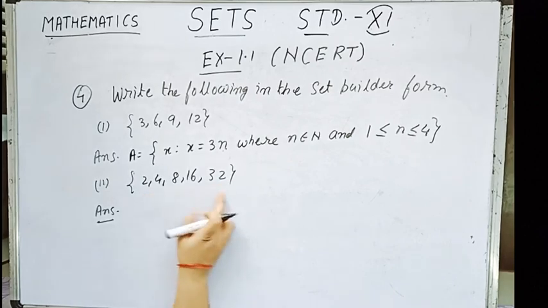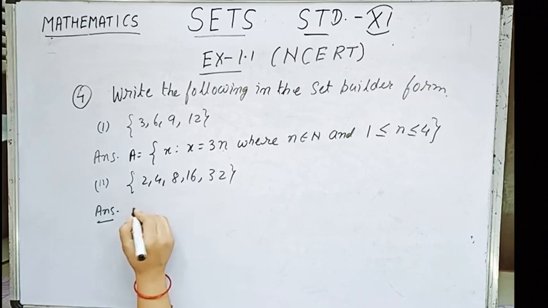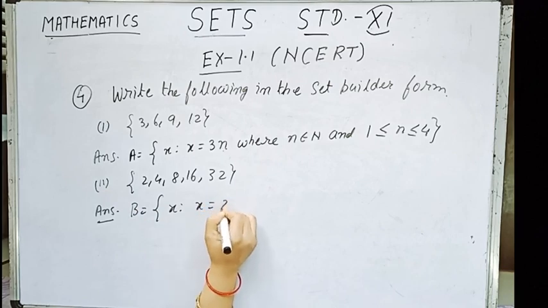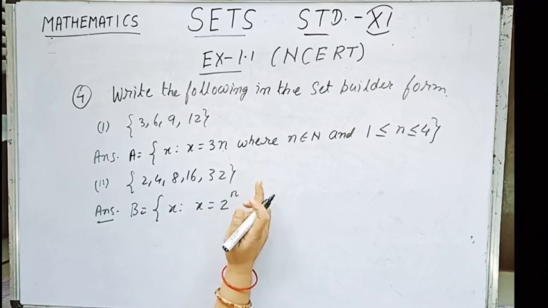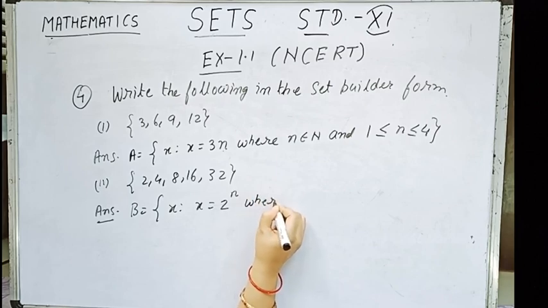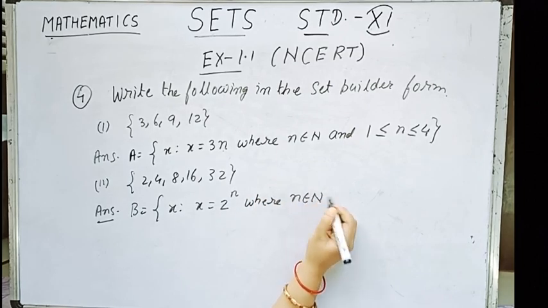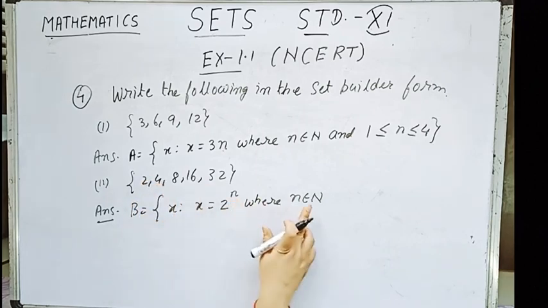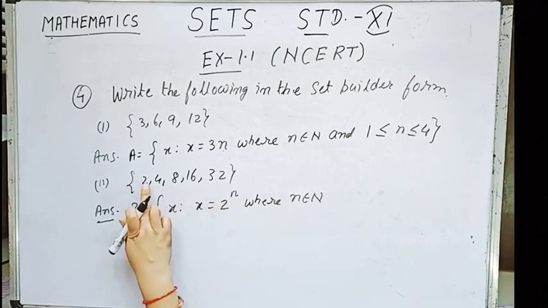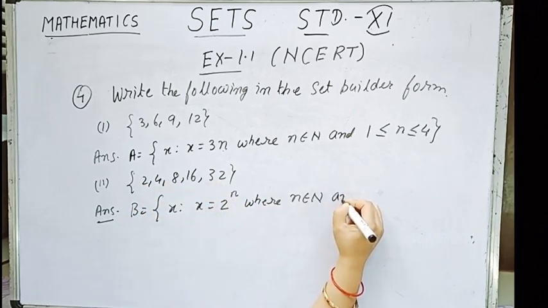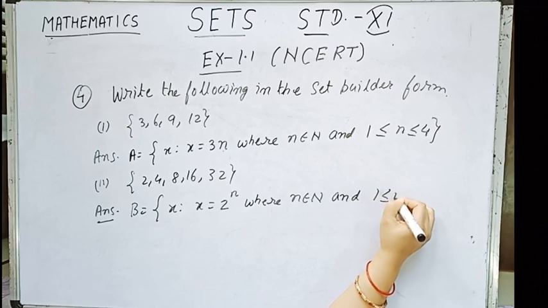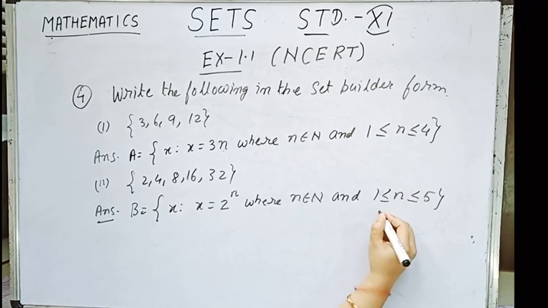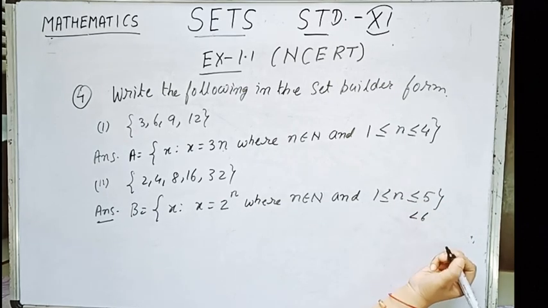Children, you should read the pattern and see the property. So over here we can write it as B equals {x such that x equals 2 power n}, where n belongs to capital N, because over here we have taken 2 power 1, 2 power 2, so n belongs to capital N. Now this n ranges from 1 to 5, so we can write 1 is less than or equal to n, which is less than or equal to 5. I think you understand. Here you can also write it as less than 6.